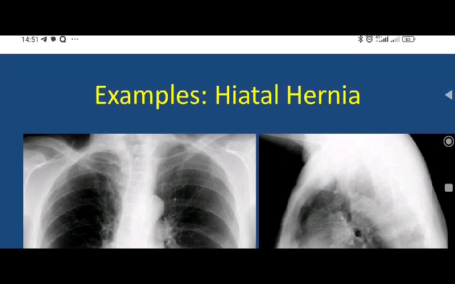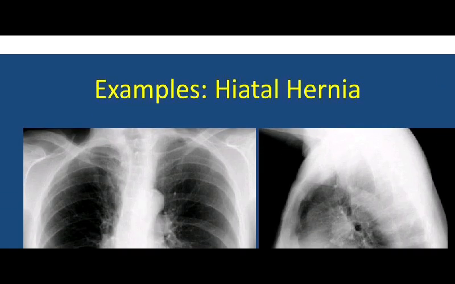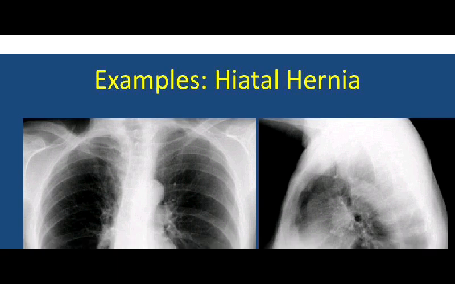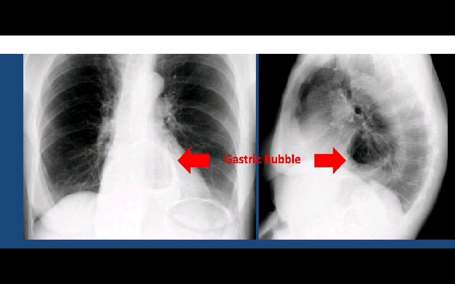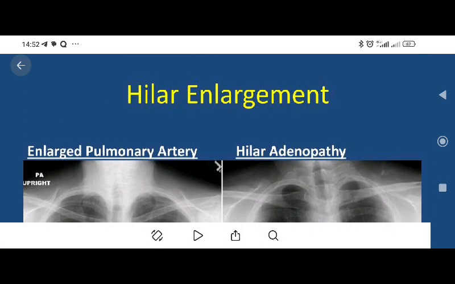This hiatal hernia is mostly seen in the stomach. That is not part of the chest, but it can intrude towards the chest. It's actually a hernia. You know what a hernia is, a bulging. So when there's a bulge in the lining of the stomach, it can be seen in the chest, and it's seen as a gastric bubble in the chest. You notice that a hiatal hernia is an abnormality mostly seen in the gastric part of the body. Then we have the hilar enlargement.